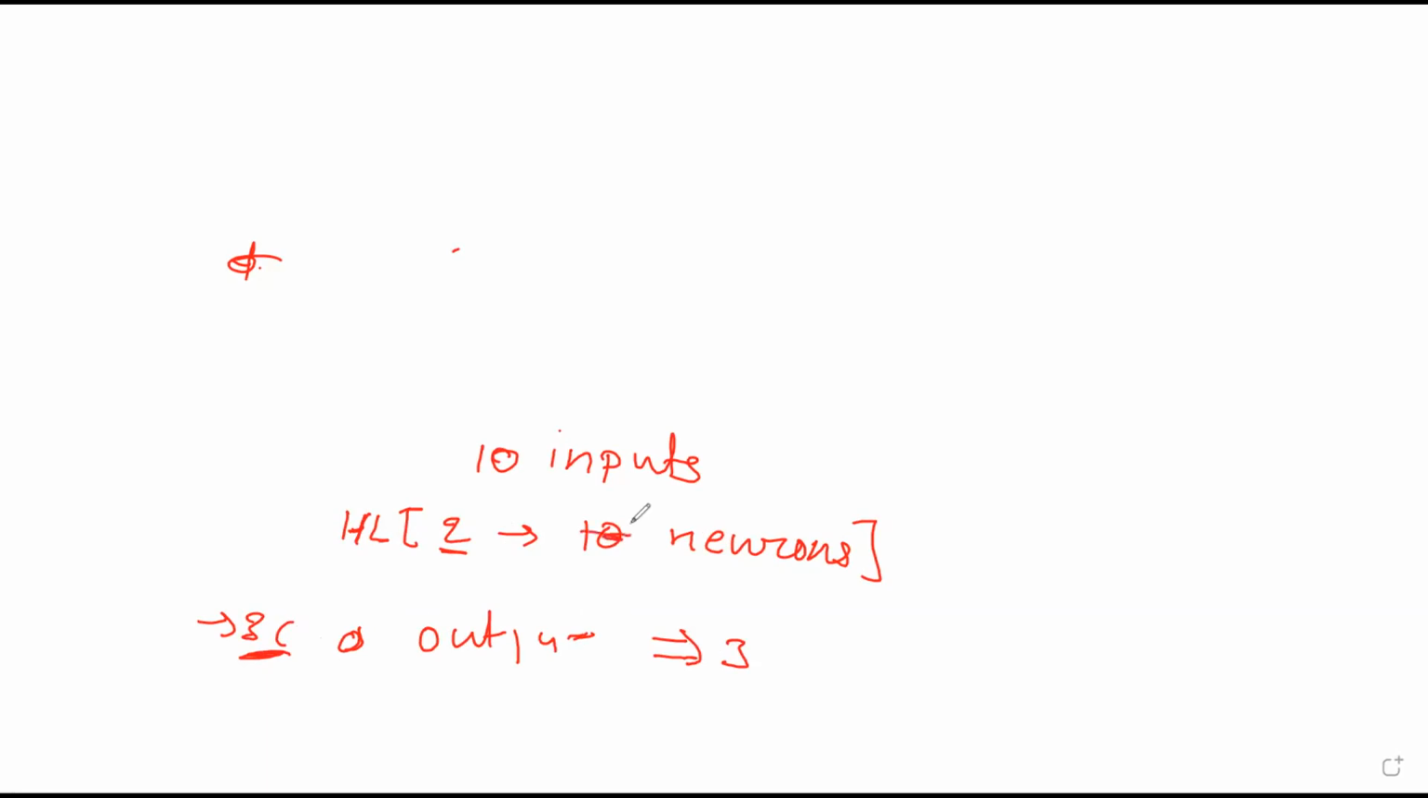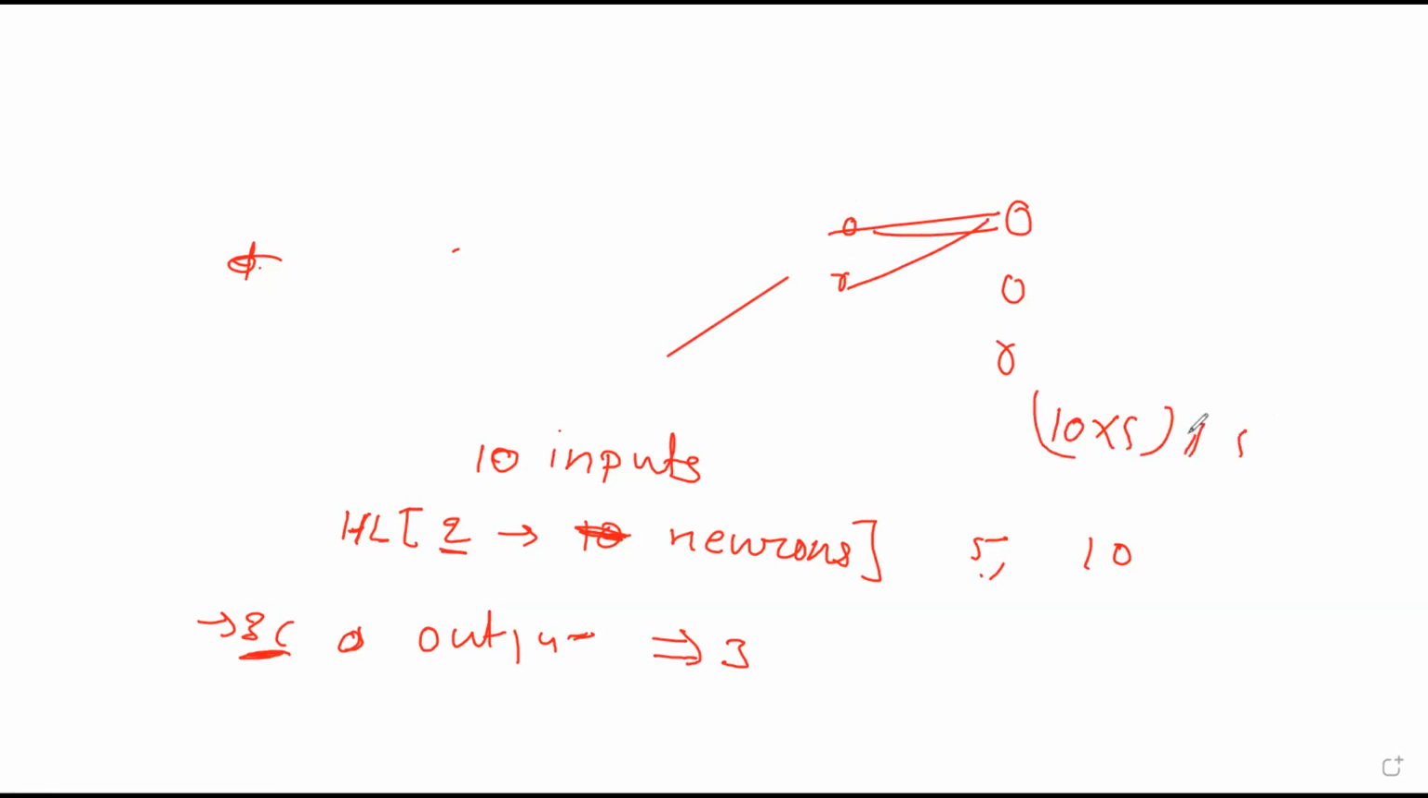Let's assume not 10: your first layer has 5 neurons and the second layer has 10 neurons. Now can you compute the number of parameters? How will you do that? 10 into 5 plus 5. In the first layer, all the inputs will be the input features, so every neuron will have 10 parameters plus 1 bias. So 10 into all the 5 neurons, so 10 into 5 plus 5, right?